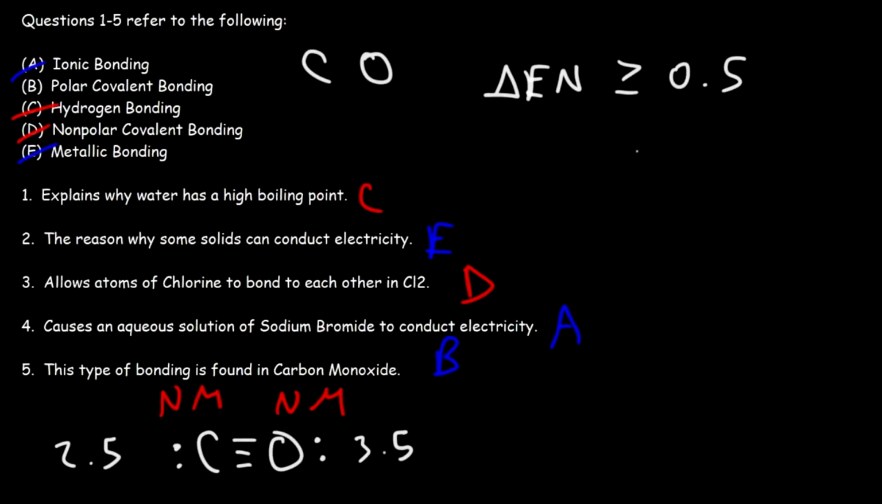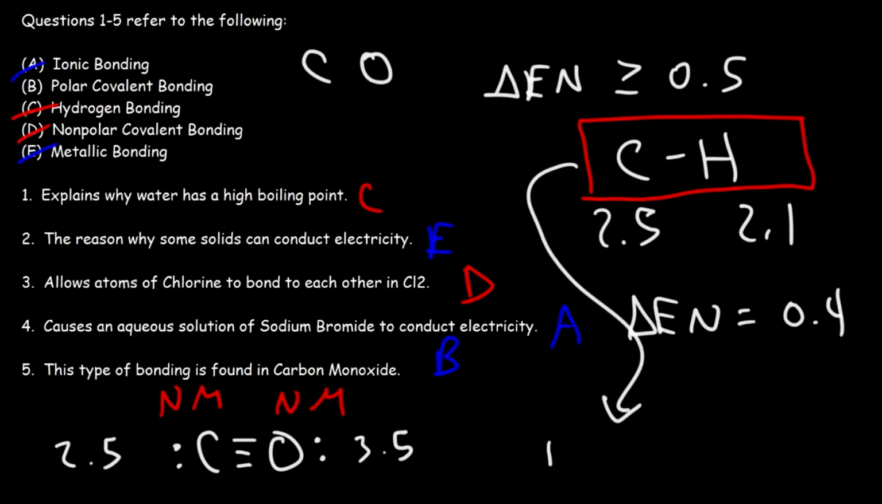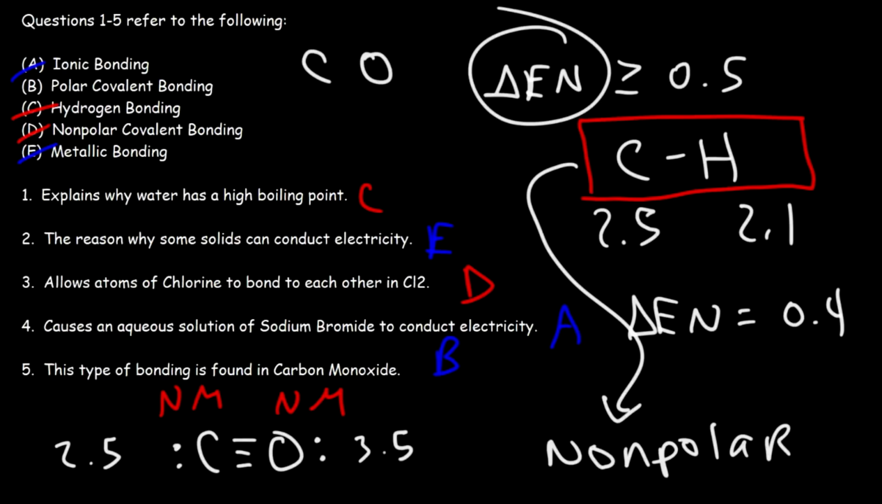So for instance, the carbon-hydrogen bond. Carbon has an EN value of 2.5, and for hydrogen, the electronegativity value is 2.1. So the electronegativity difference between the two elements is 0.4. So the CH bond is not considered to be a polar covalent bond. In fact, it's considered to be a nonpolar covalent bond. So if the elements are different, it could be polar covalent bonding or nonpolar covalent bonding. You need to look at the electronegativity values.